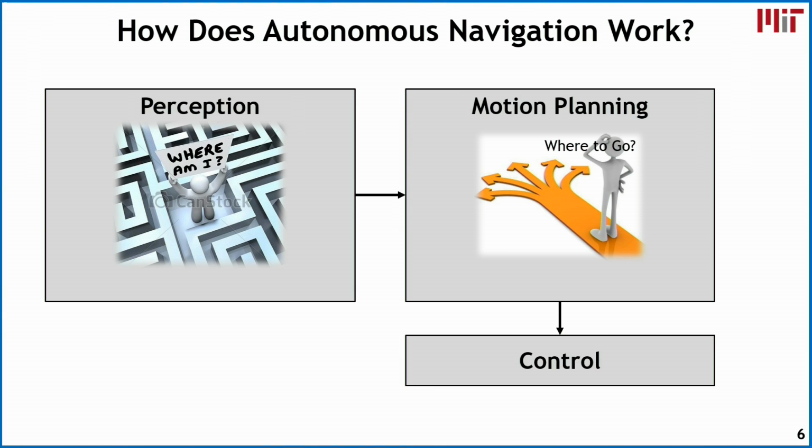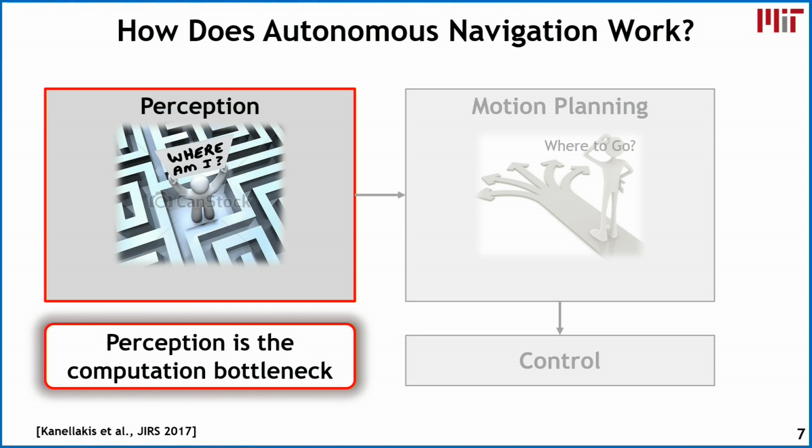Once you know where you actually are as a robot, the next step is to plan the motion in terms of determining where you want to go next. And so that involves motion planning. And then finally, you'll have controls, which basically send the control signals to the actuators to move the robot to that particular location. Out of all 3 of these computation engines, the perception aspect tends to dominate in terms of the computation bottleneck. And I'll explain why computation tends to dominate.